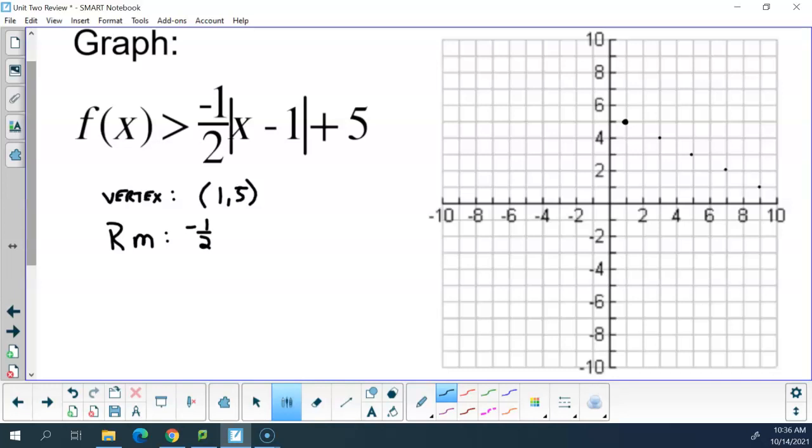What is my left side slope? Up 1. Positive 1/2, right? But instead of going up and to the right, we're going to go down and to the left because we need to make a V. Are we solid or are we dashed? We are dashed.